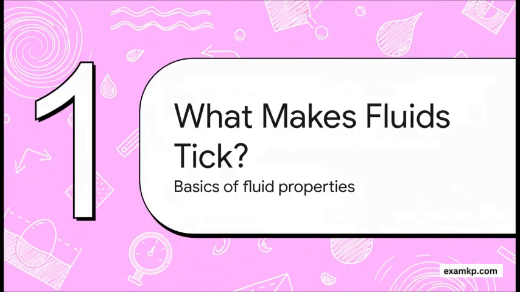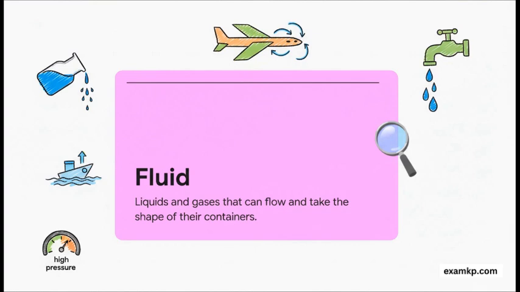Alright, let's get into our first section. Before we can even begin to understand why ships float or planes fly, we have to get right to the heart of it. What is a fluid really? It's actually pretty simple. A fluid is just any substance that can flow and change its shape to fit its container. So we're not just talking about liquids like water or oil here. This also includes gases like the air we're breathing right now. It's a really broad and absolutely essential category in physics.